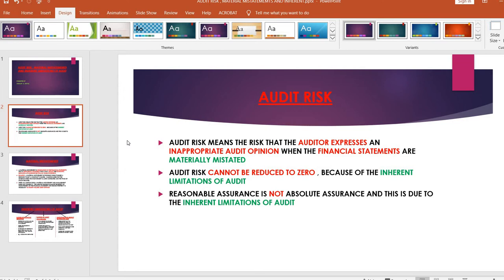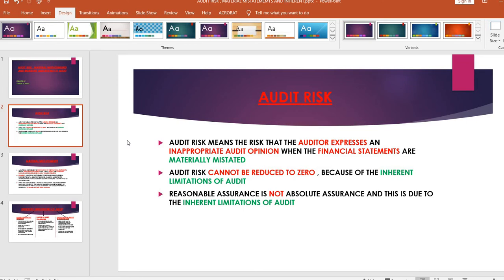Audit risk means the risk that the auditor expresses an inappropriate audit opinion when the financial statements are materially misstated. See, when are the chances for the auditor making an inappropriate audit opinion? The chances will be high when the financial statements are materially misstated. If the financial statements are all correct, there is very little chance that the auditor might make a mistake. And if he makes a mistake there, it's because of his own negligence. Then you cannot apply the term audit risk. This audit risk is that risk which the auditor cannot foresee that much, right?